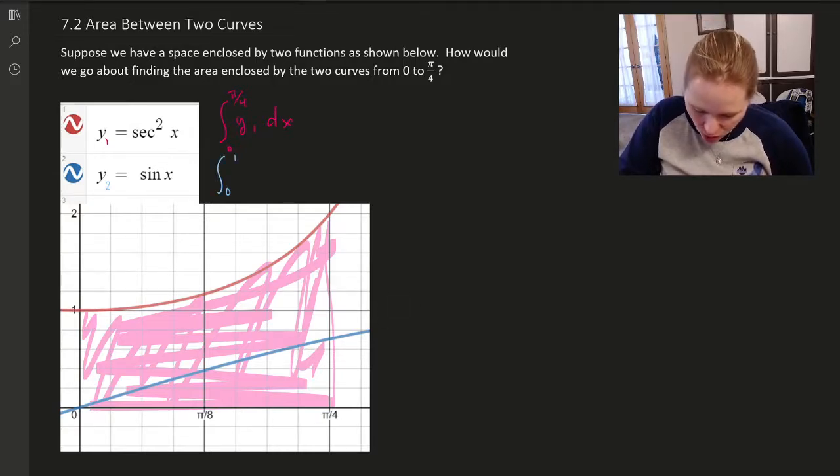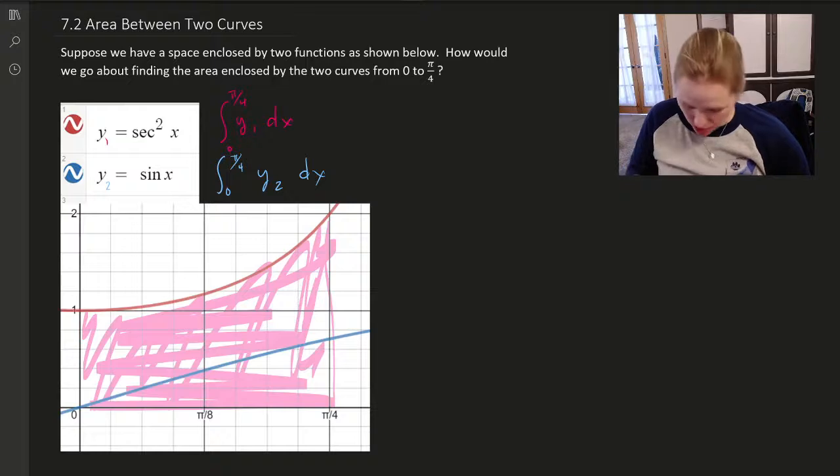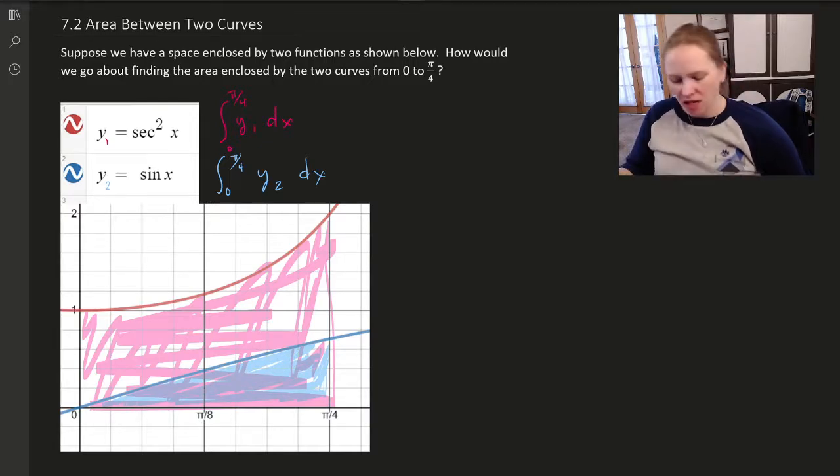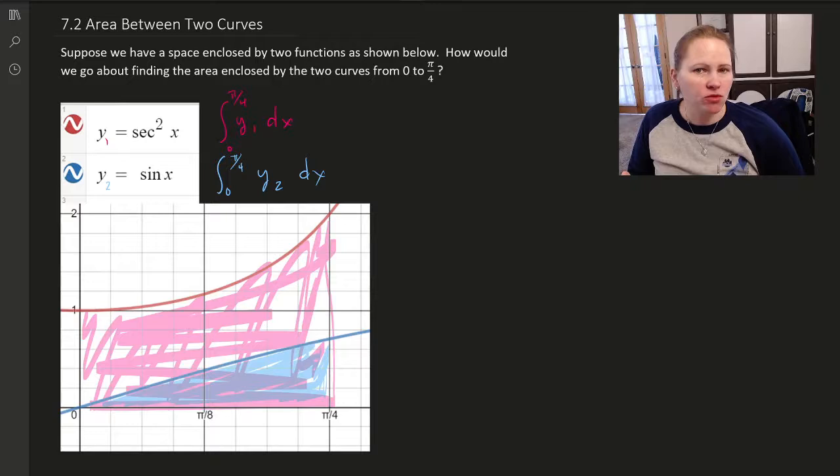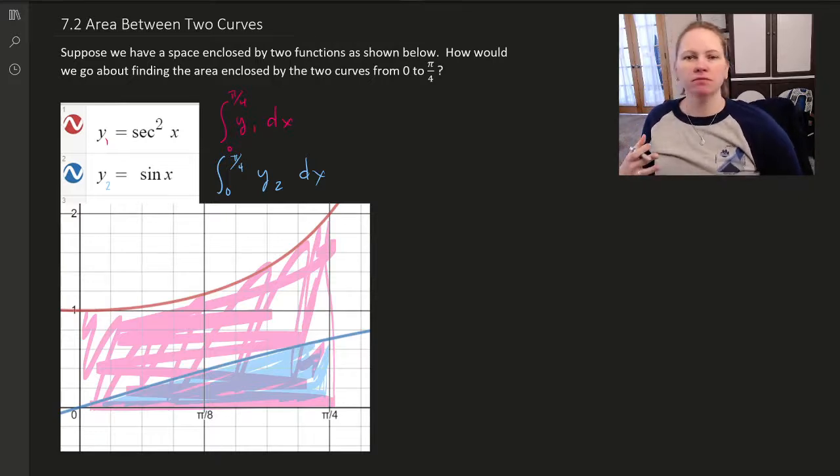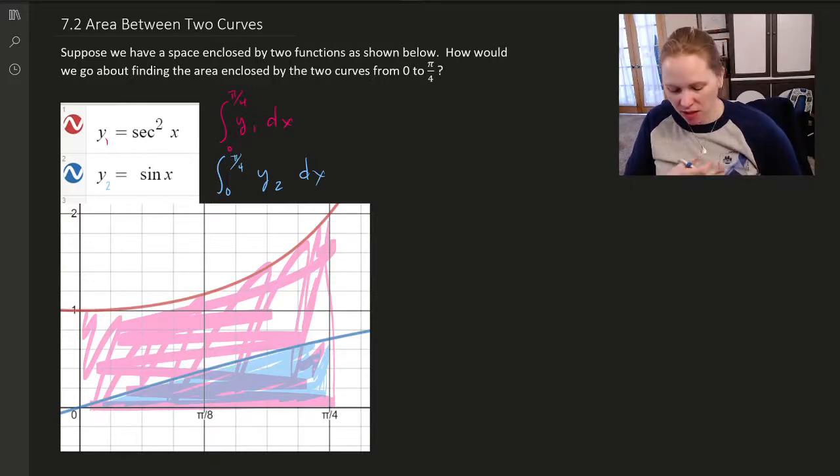and if I integrate y2 from the same limits of integration, it's going to provide me with this area. It almost looks like a triangle. It's not a triangle, it's a curve, but it looks triangular zoomed up close. And the idea is I can find both of these areas with an integral, but if I want the area between, we want to take the whole pink area, chop off the blue area, and that's going to be our result.